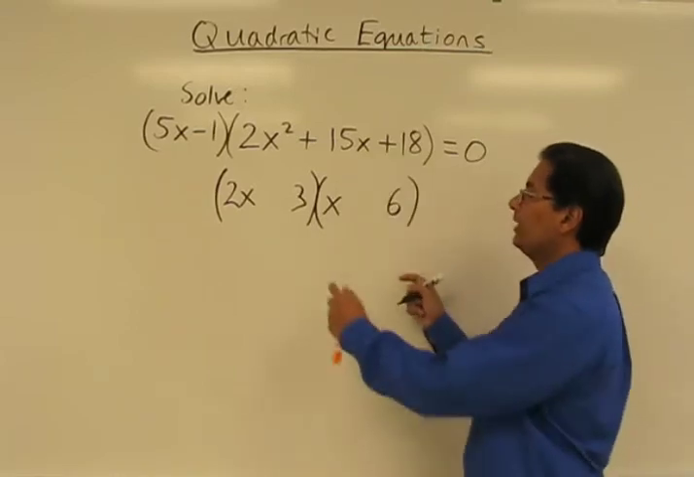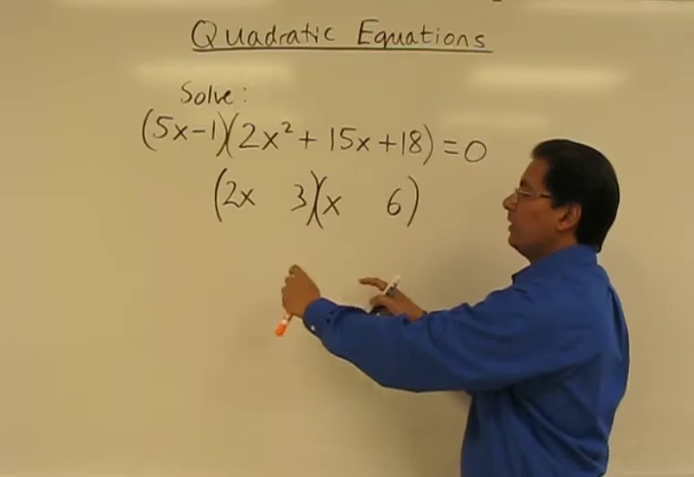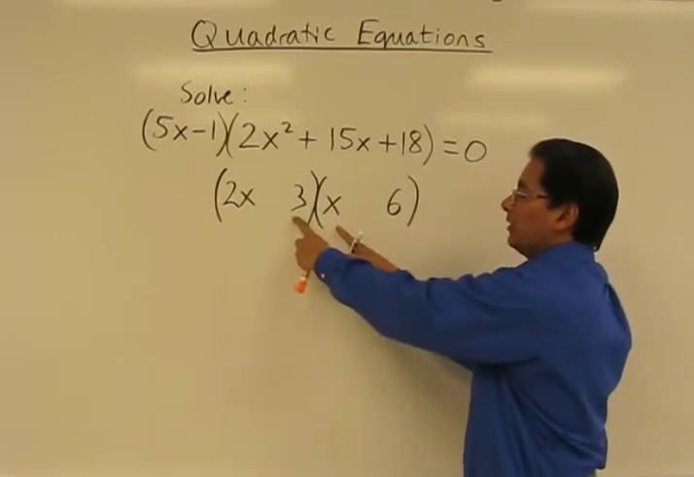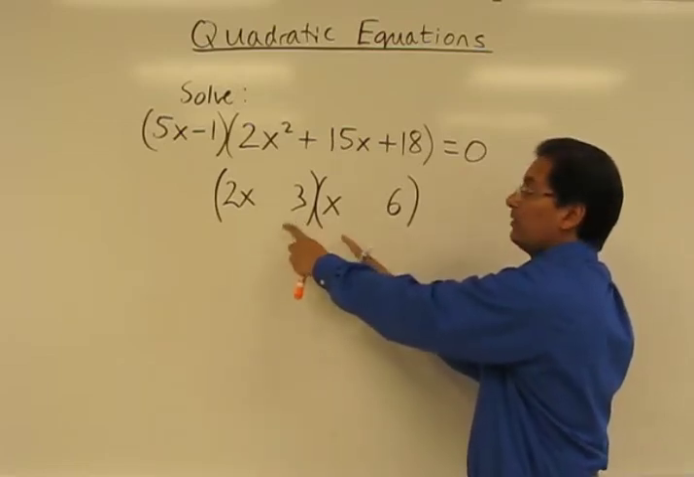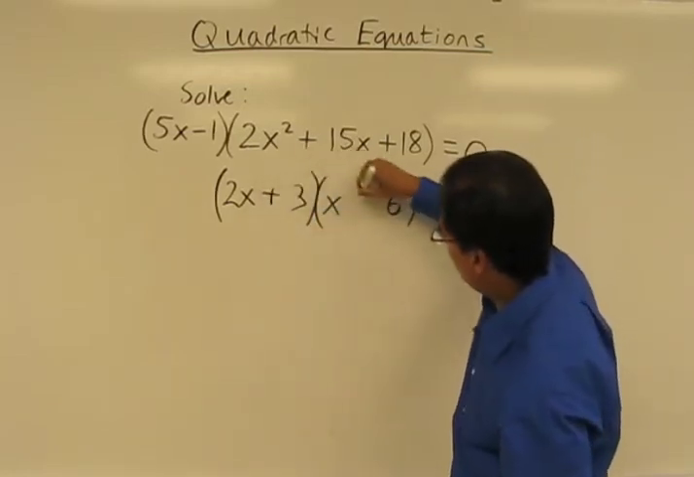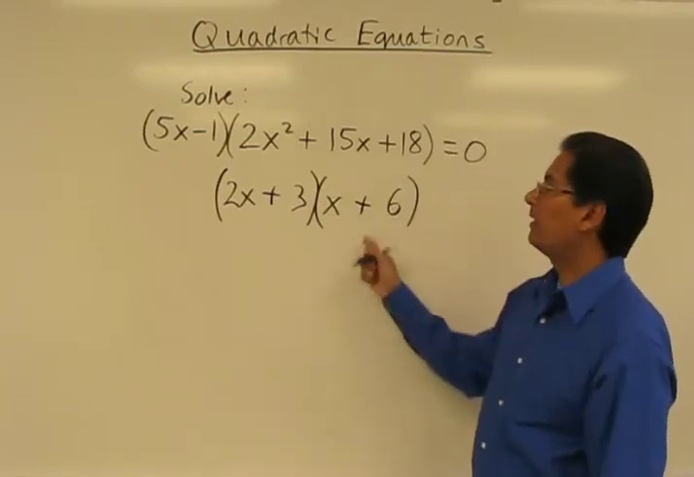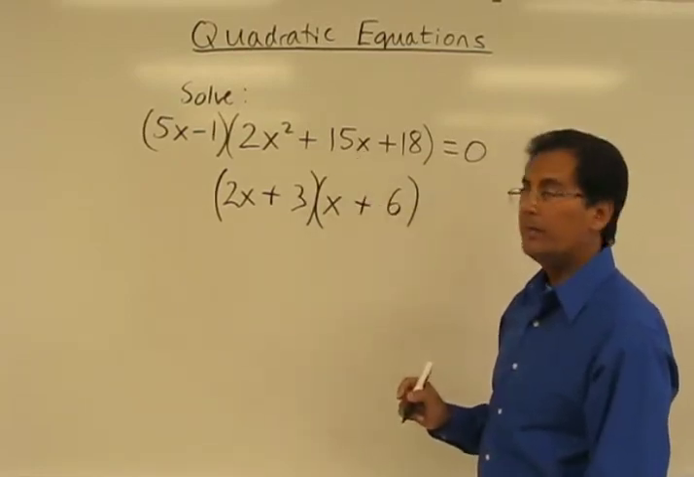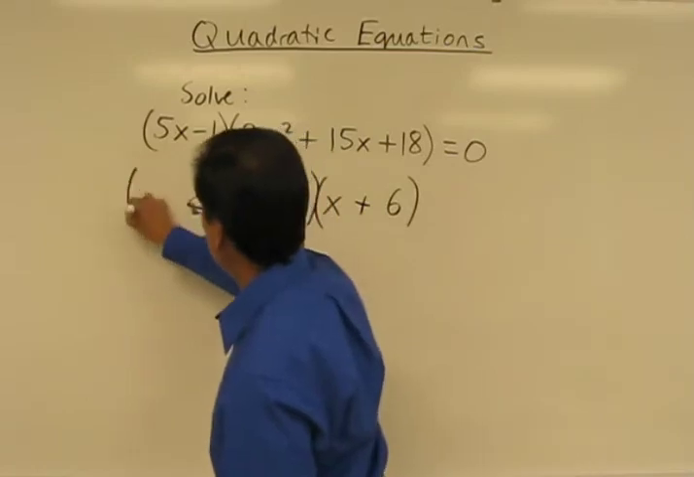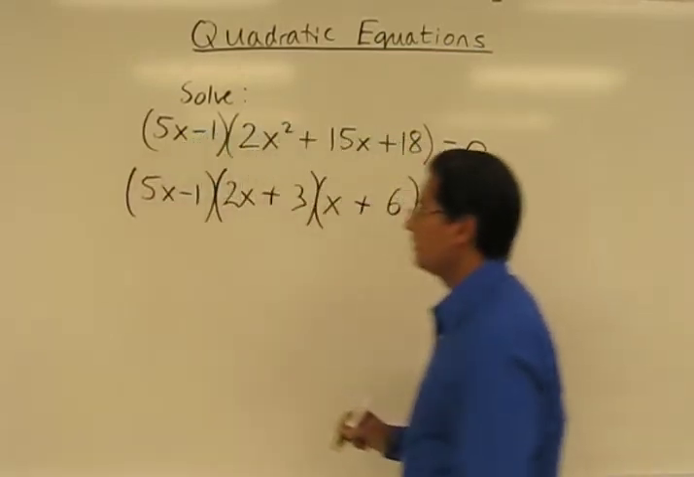And we notice here, oh yes, it works, because I'll get 2 times 6 gives me 12x on the outer, and on the inner product, I'll get 3 times x gives me 3x. 12x plus 3x gives me 15x, and they're both positive. So that's the factorization of the trinomial piece. And then we still have 5x minus 1 on the outside there.